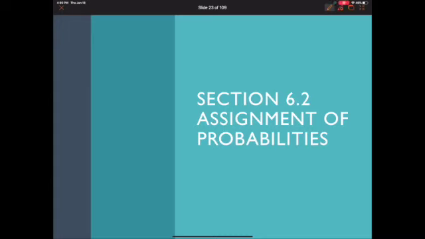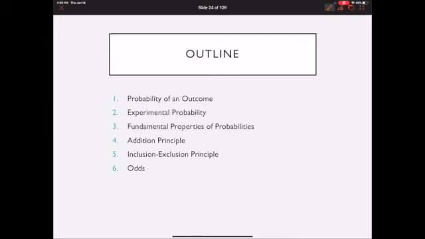All right, so next thing I want to talk about is how we go about assigning probabilities. So here's an outcome of what we're going to cover.